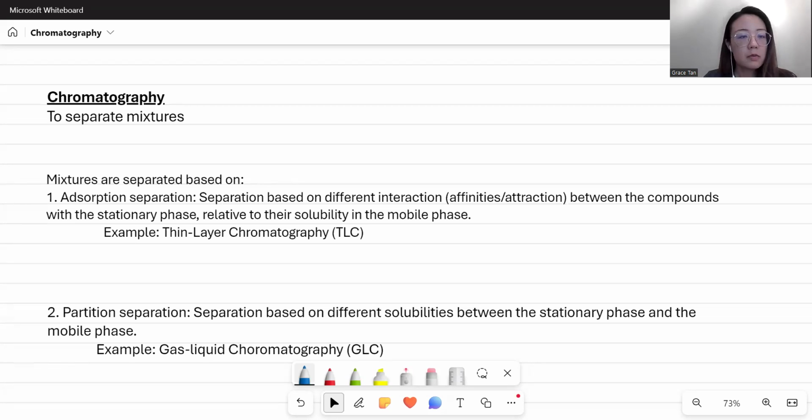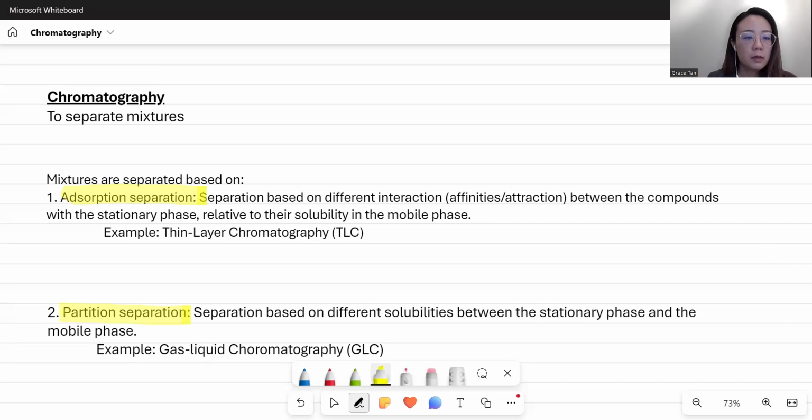So there are two types of chromatography. That means there are two types of separation. So number one, we call the adsorption separation, the first type. Okay, so the mixtures are separated based on adsorption. The second type is the partition separation. So it's just two different ways of separating your compounds apart.